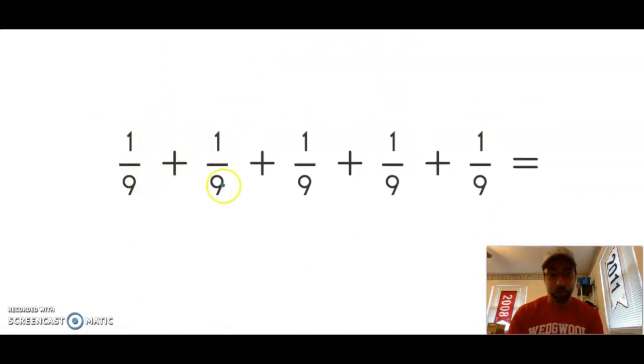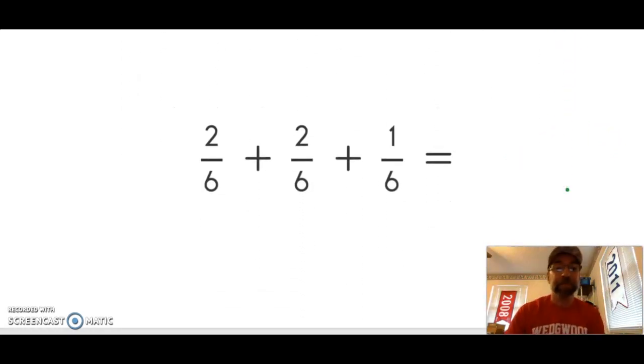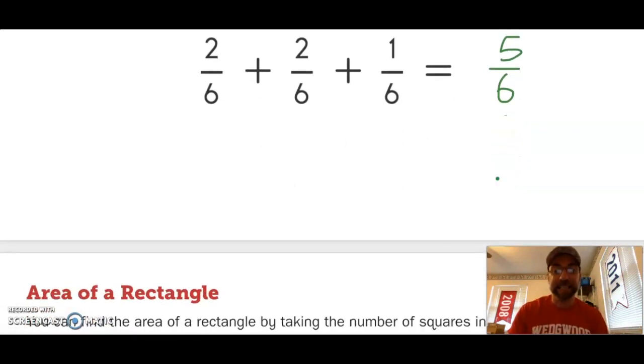1/9 plus 1/9 plus 1/9 plus 1/9 plus 1/9. How many ninths do I have altogether? Hopefully you said 5/9. And the last one, 2/6 plus 2/6 plus 1/6 equals how many sixths? 5/6. Awesome job. Now that was a quick warm-up, a review from 4th grade, but you're going to see how we're going to need that in today's lesson.